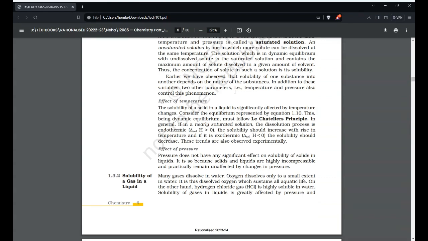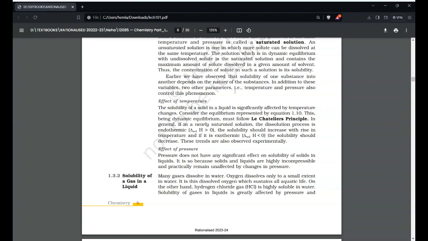Basically, okay, let's read. The solubility of a solid in liquid is significantly affected by temperature changes. Consider the equilibrium represented by the equation. This being dynamic equilibrium must follow Le Chatelier's principle, जो हमने chemical equilibrium में देखा था in 11th grade. In general, if in a nearly saturated solution the dissolution process is endothermic, so delta H of solution is greater than 0, the solubility should increase with the rise in temperature, and if it is exothermic, delta H is less than 0, the solubility should decrease. These trends are also observed experimentally.